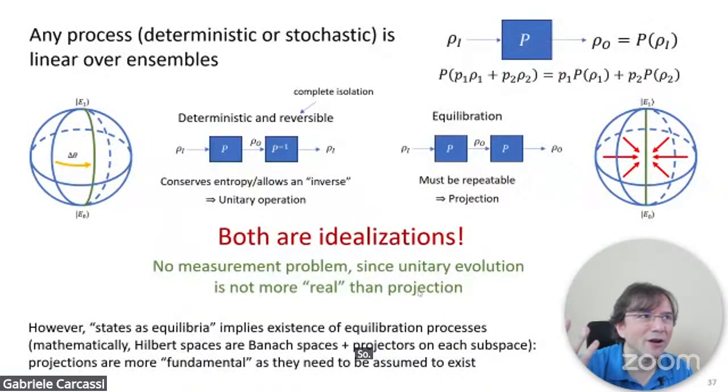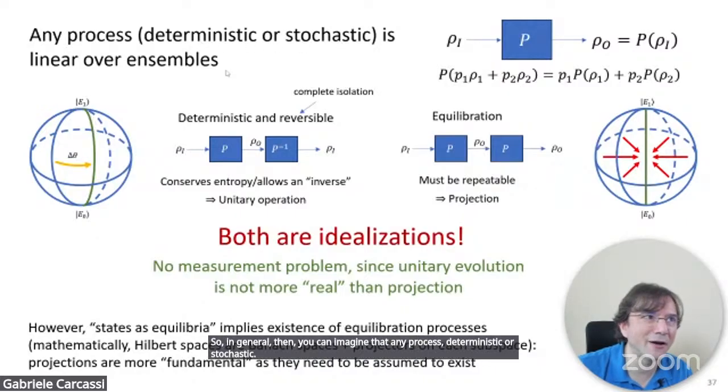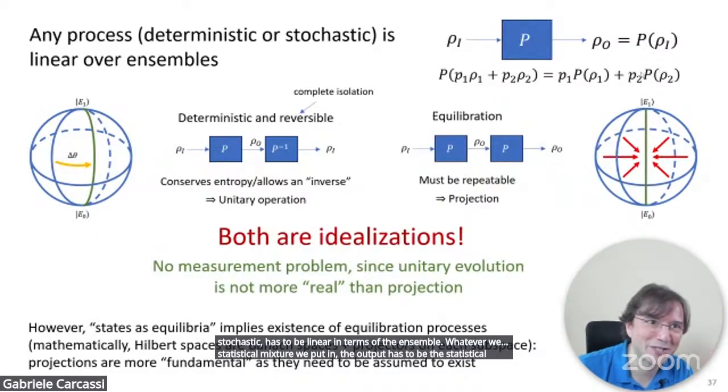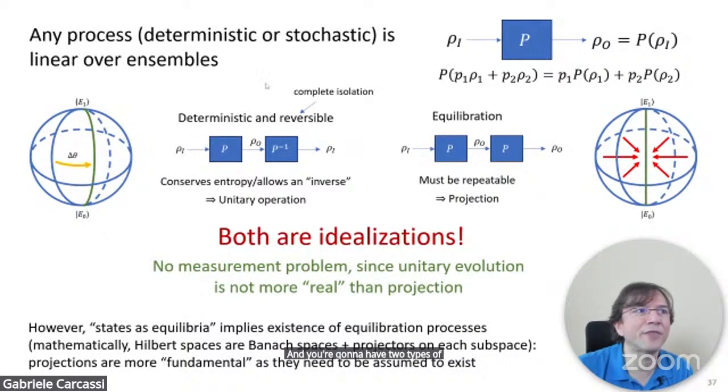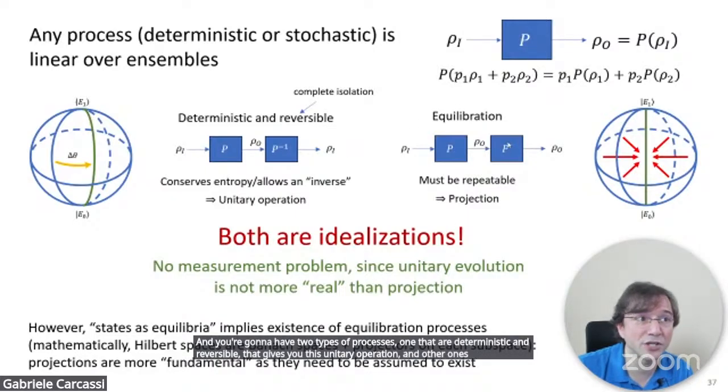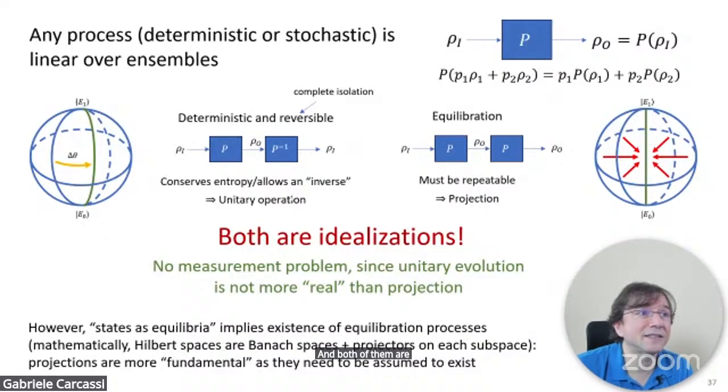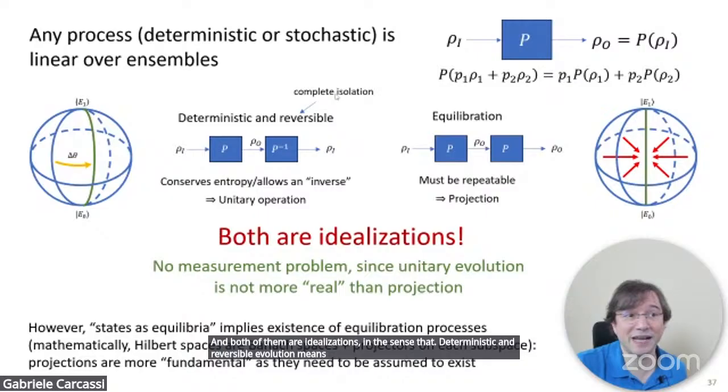So in general, you can imagine that any process, deterministic or stochastic, has to be linear in terms of the ensemble. Whatever statistical mixture we put in, the output has to be the mixture of the outputs. And you're going to have two types of processes: ones that are deterministic and reversible, which give you this unitary operation, and others that are equilibrations, which are projections. And both of them are idealizations, in the sense that deterministic and reversible evolution means complete isolation, which you're never going to have.